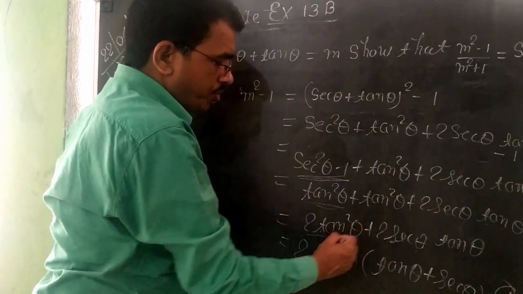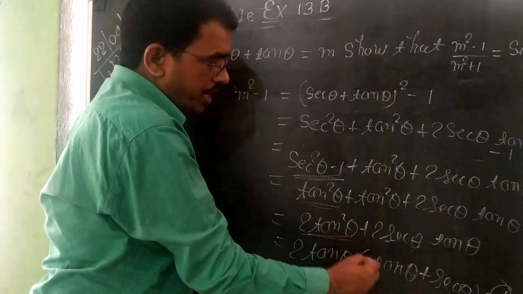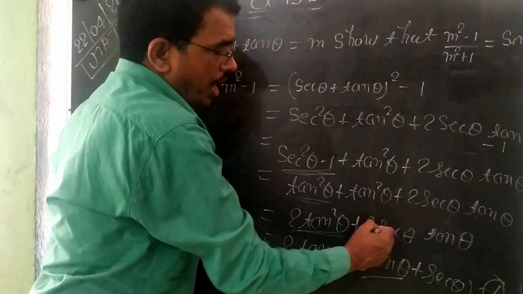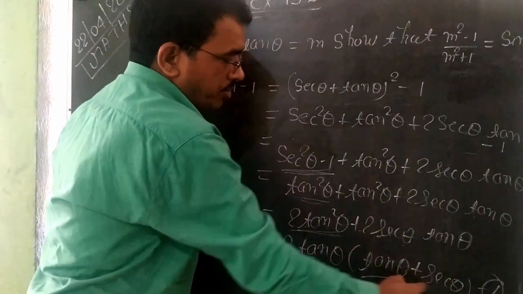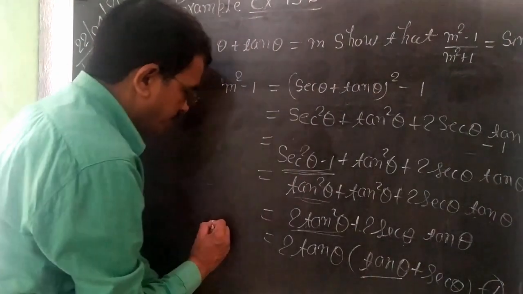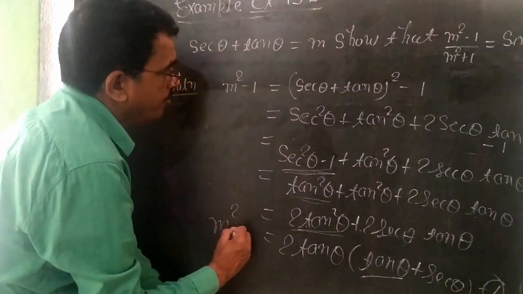Now we take 2 tan common. So what remains here? Here remains tan theta and plus here remains sec theta. So first equation is 1, and it is equal to m square minus 1.